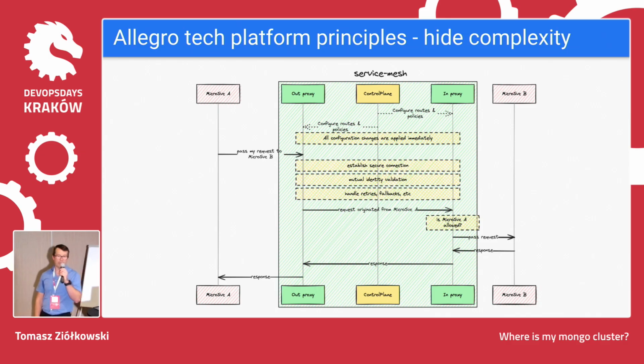So from the microservice perspective, if microservice A wants to communicate with microservice B, all it needs to do is to prepare an HTTP request, and that request is intercepted by the service mesh out proxy, and establishing the whole communication is beyond the microservice.